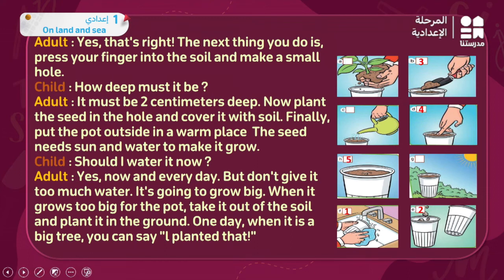Then put the seed in the hole and cover it with soil. This is number 5. We have to cover the seed with the soil. Number 6, put the pot in a warm place because it needs what? It needs sun and water. Number 7, start to water the plant or the seed every day, which is picture C. Then 8, take the plant and plant it in the ground. Okay.